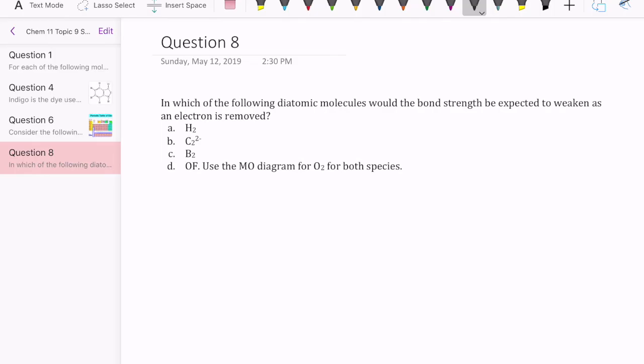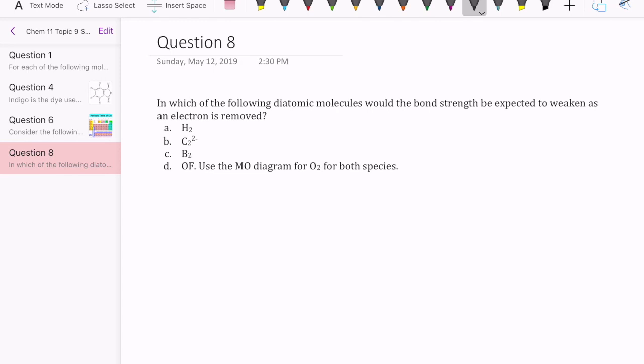Okay, let's take a look at question 8 in topic set 9, Chem 11. This is a question about molecular orbitals, and in fact calculating bond strength using the molecular orbital concept. It's asking us which of the following species would weaken its bond strength when you remove an electron. You need to remember the concept of bond order.